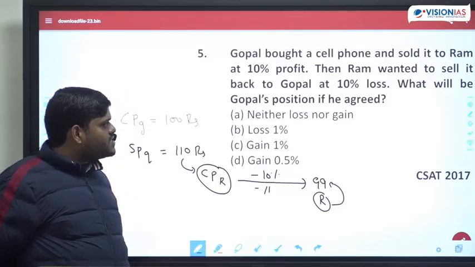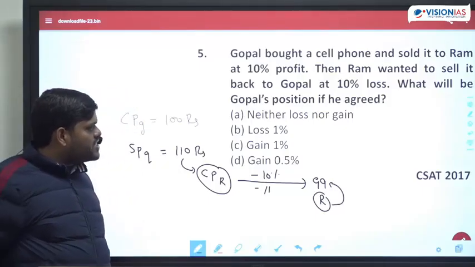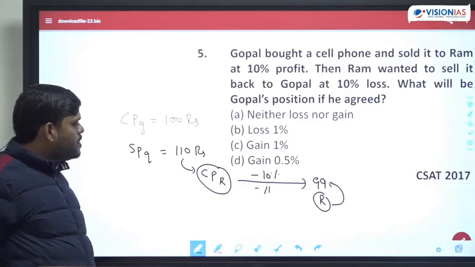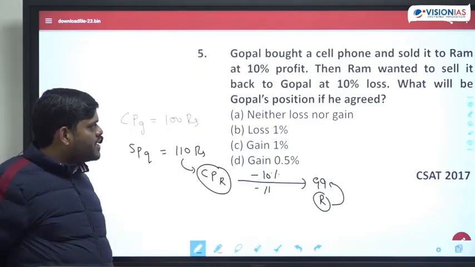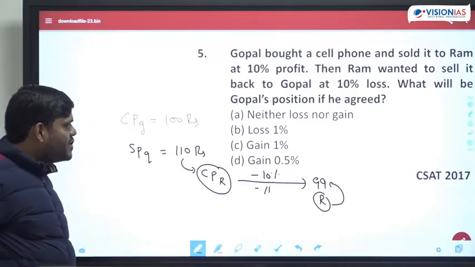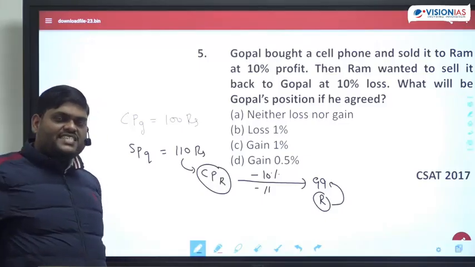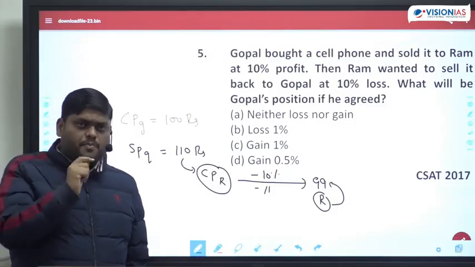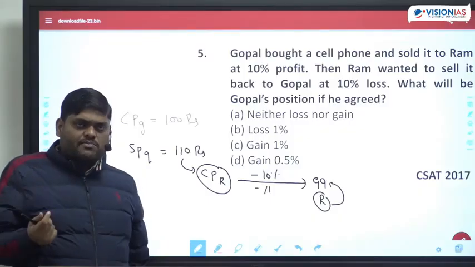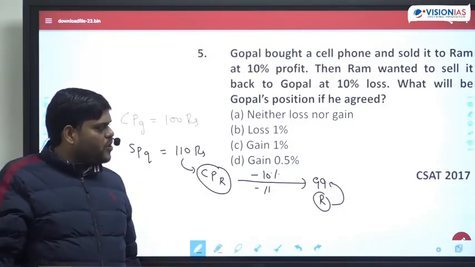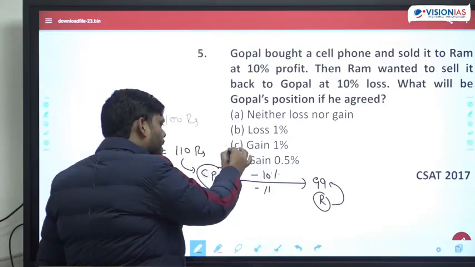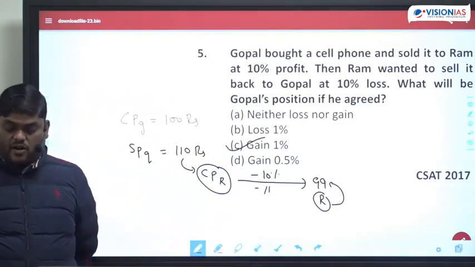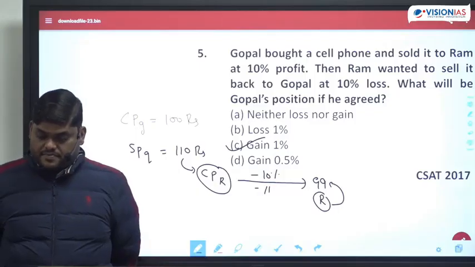So the question is, what will be Gopal's position if we agree? So what is the position? He is getting 1 rupee profit or not? Are you getting my point or not? He is getting 1 rupee profit out of 100. That means there will be a gain of 1%.